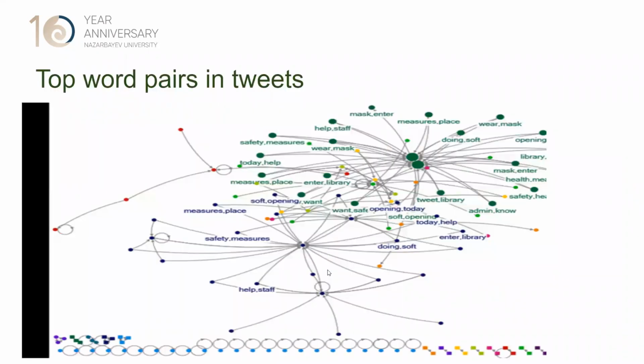Here I'm showing you the top word pairs in tweets. The topic was related to libraries. Here you can see tweet library, admin, safety measures. These top words come from the most used words in the tweets, right? Help, staff and so on. And as you can see, the bigger the dot, the larger the network that account has, and the more tweets it sends to others, spreading the information. Colors also mean each color is a different group.